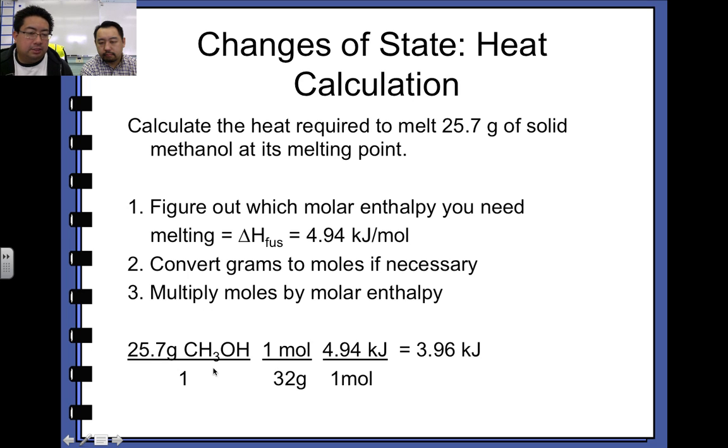And this is summarized in this equation here, where we start off with grams. It's 1 mole over 32 grams. 32 grams is the molar mass. Remember, we go to the periodic table to find how much C, H, and O weigh. The grams cancel out, so now we're in moles, and then the moles subsequently cancel out, giving us the energy necessary to melt that methanol. Right.